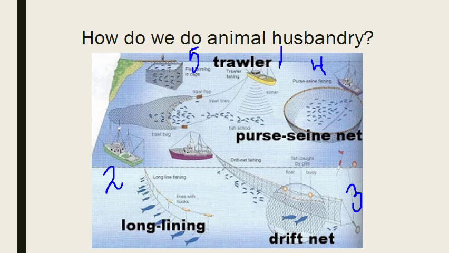The last thing that we see recently is the development of aquaculture, where animals are grown in enclosed pens their entire lives. There's no bycatch associated with it. However, it is very expensive.